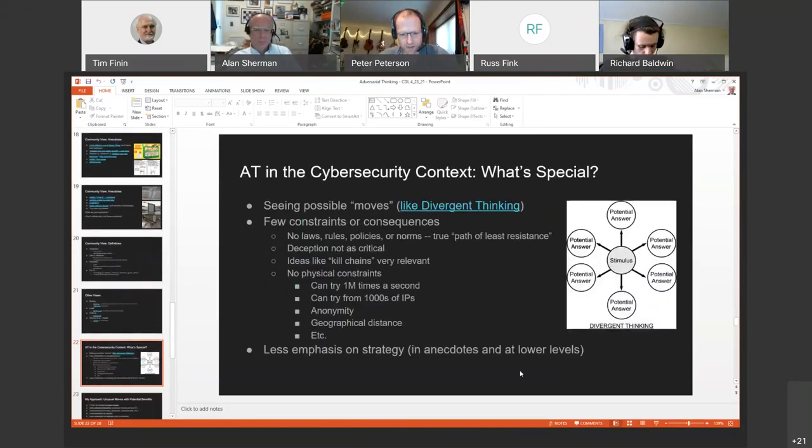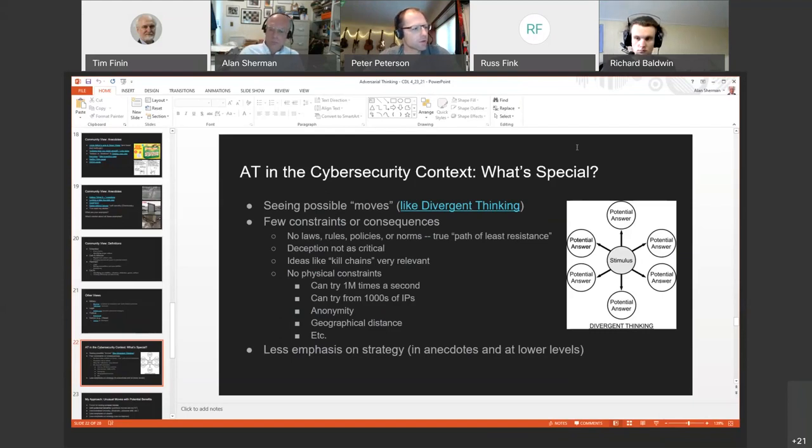So what's special about cybersecurity? For me, the thing that keeps coming up in my reading and work is the idea of seeing those possibilities, seeing possible moves that people could take. And in the cyber world, there are just a lot fewer constraints and many fewer consequences, right? Yes, there are laws, but are people really going to be caught or prosecuted? Especially if, let's say, you're working for a foreign country, there are no norms. It's sort of the true path of least resistance. If you can think about it, you can do it, and you're probably not even going to get in trouble.